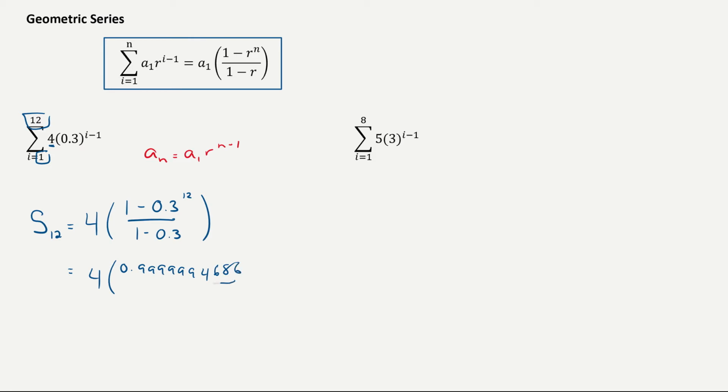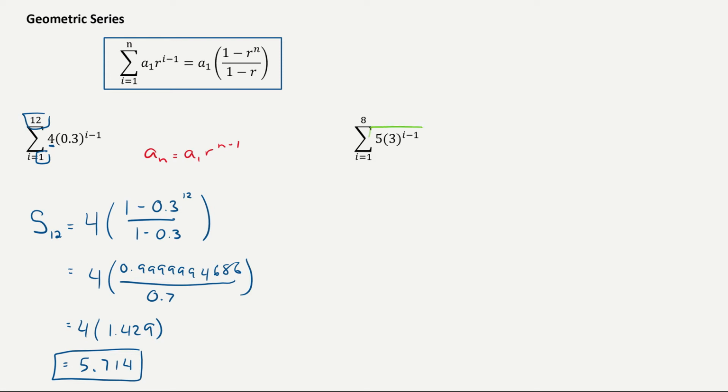It gives you 0.999999486. Okay, give a little curve to that number. And then 1 minus 0.3 is 0.7. I wrote it out this time, but I would recommend just keeping everything in your calculator because of such small numbers. That ends up giving me 4 times 1.429. I rounded it a little bit. And then I multiply by 4 to get the sum of the first 12 terms is 5.714.